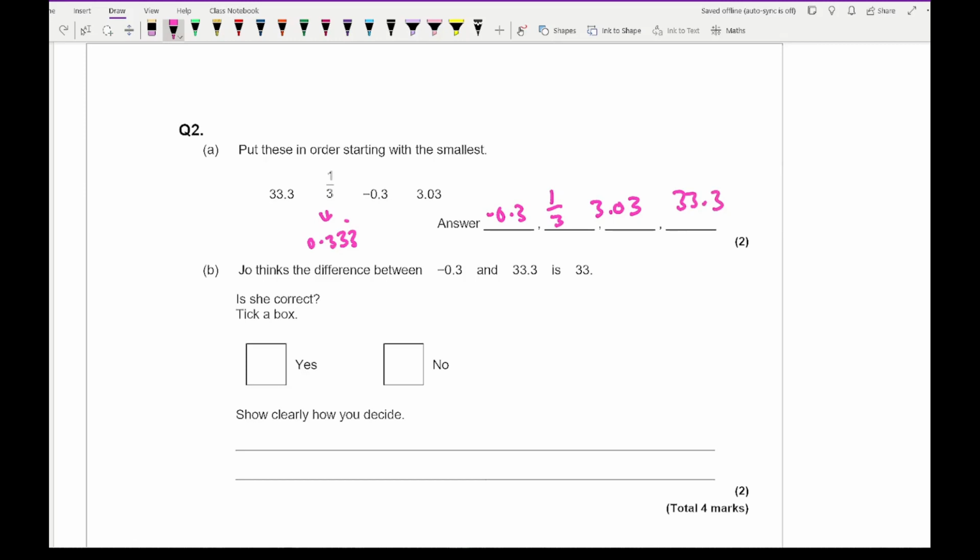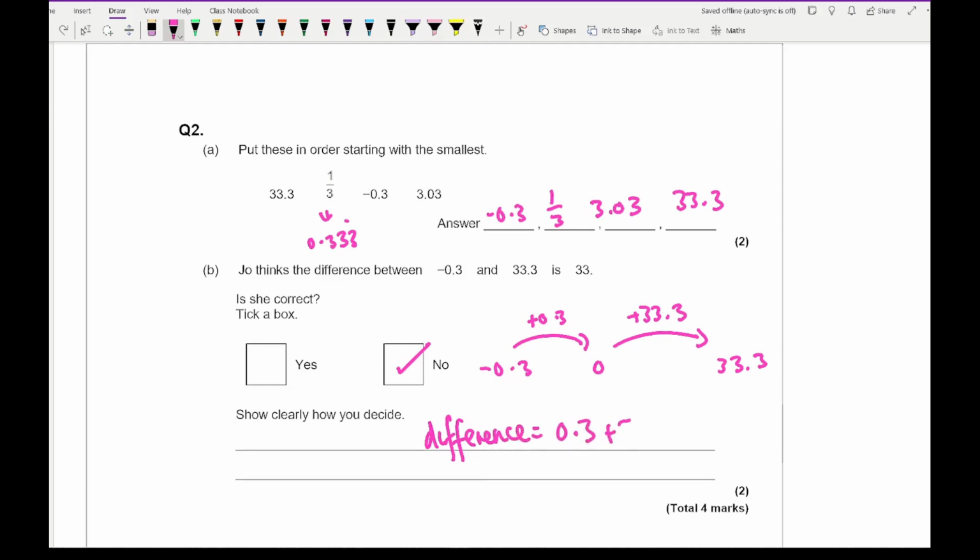Then for question B, it says Joe thinks that the difference between minus 0.3 and 33.3 is 33. Is she correct? Well, no, she's not, because if we simply draw a number line, you can see that the difference is going to be 0.3 plus 33.3. So the actual difference is 0.3 plus 33.3, which is 33.6.